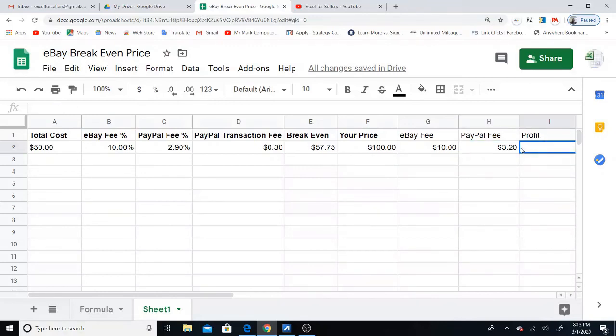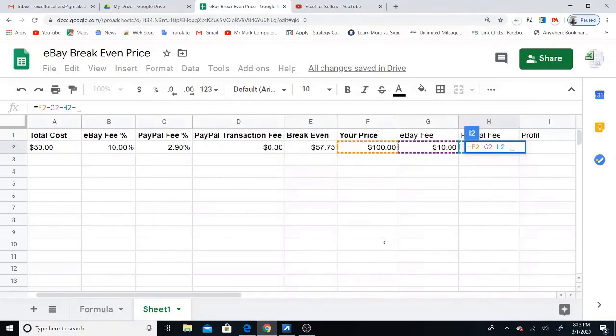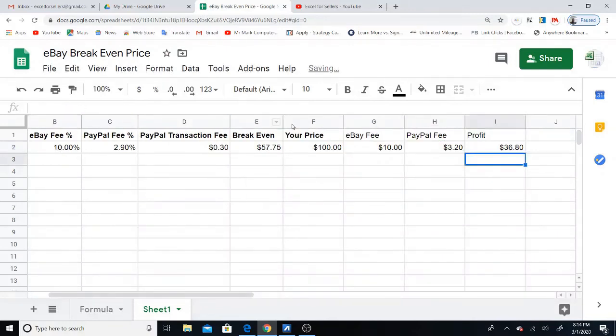Your profit will be equal to your price, what you're charging, minus your eBay fee, minus again your PayPal fee, and I'm just clicking on these numbers, minus the original cost of the item. I have to scroll back. Minus this total cost, and that would be your profit, $36.80.